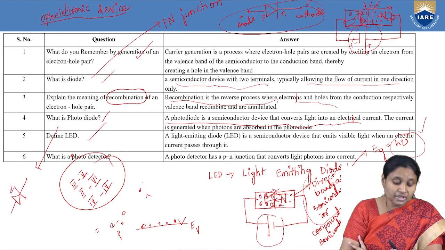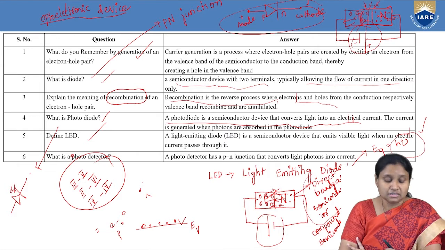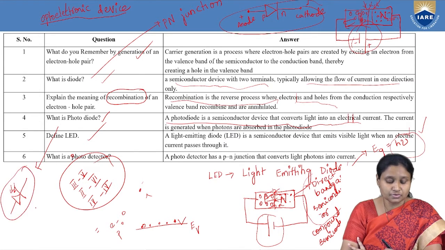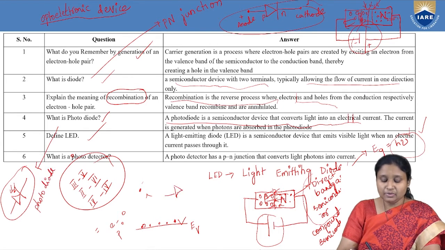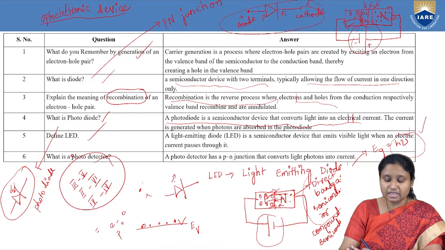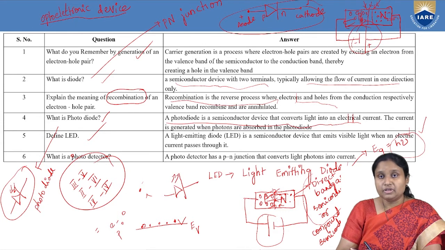And what is the input we are giving? The input we are giving is light. So this symbol is for the photodiode. Whereas when we talk about the light emitting diode, we know that from this diode, light will come out. So what is the symbol for LED? This is the symbol where we are showing that light is being emitted out. So this is the symbol for the light emitting diode.